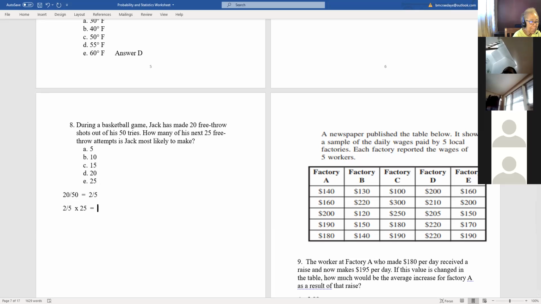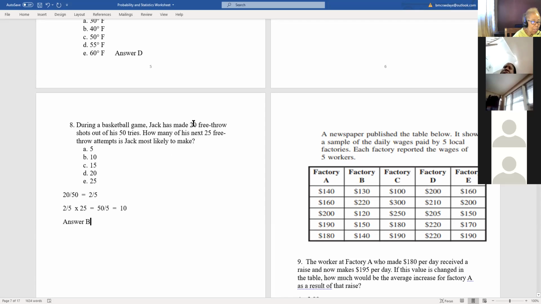2/5 times 25. 2 times 25 is 50 divided by 5, which is equal to 10. And that answer is B, right? Answer B, which is 10. Okay. Questions on number 8.